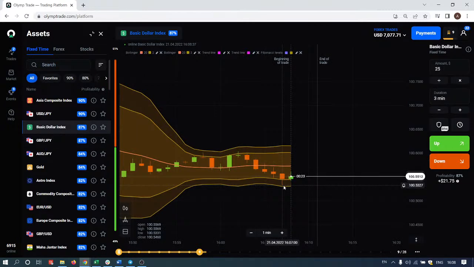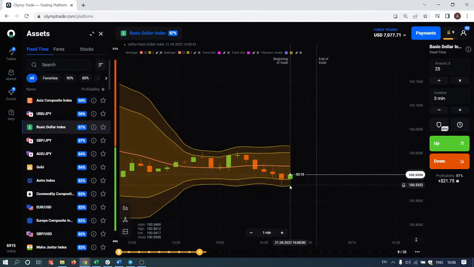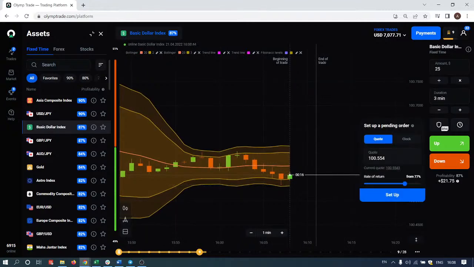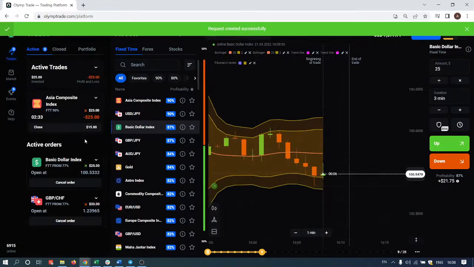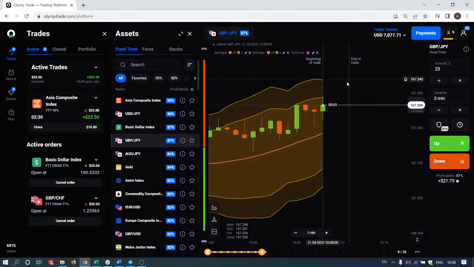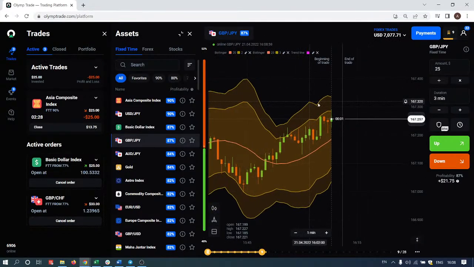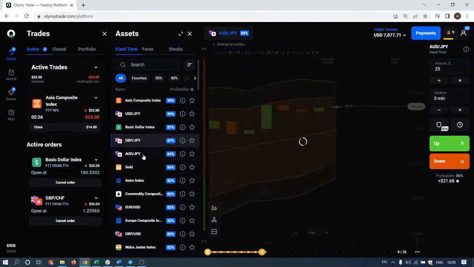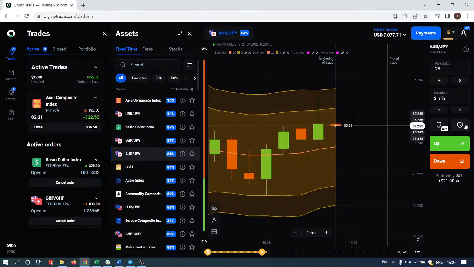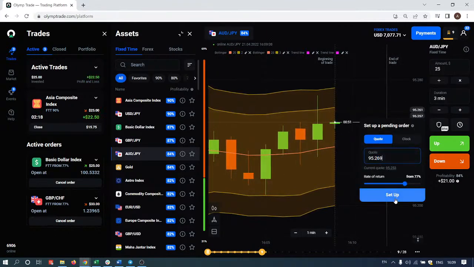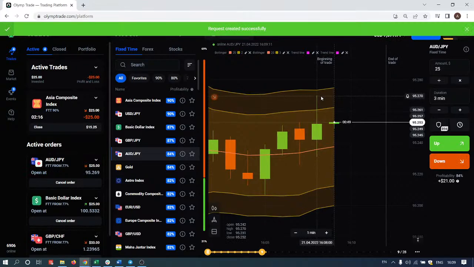All right, and this one. So we can open a trade. So basic dollar index 100.5332, 153.32, and that would be a trade in the upwards direction here. Yeah, like this one. All right, let's set a pending order here again. So 69, set and press.